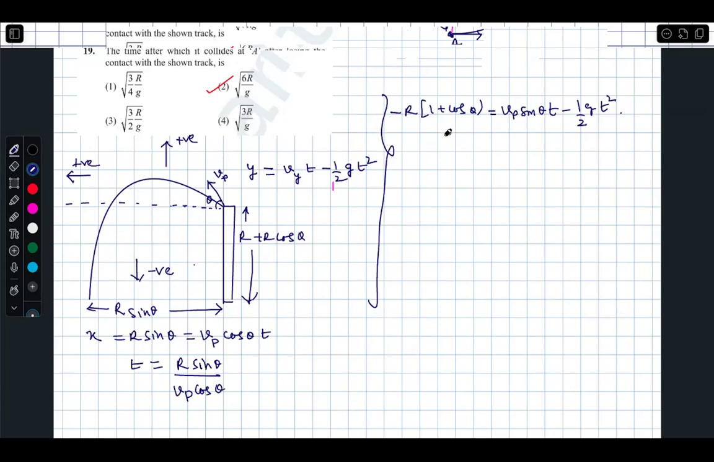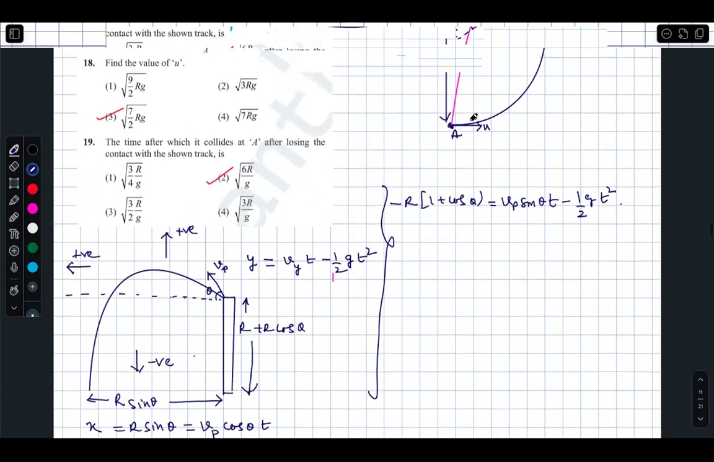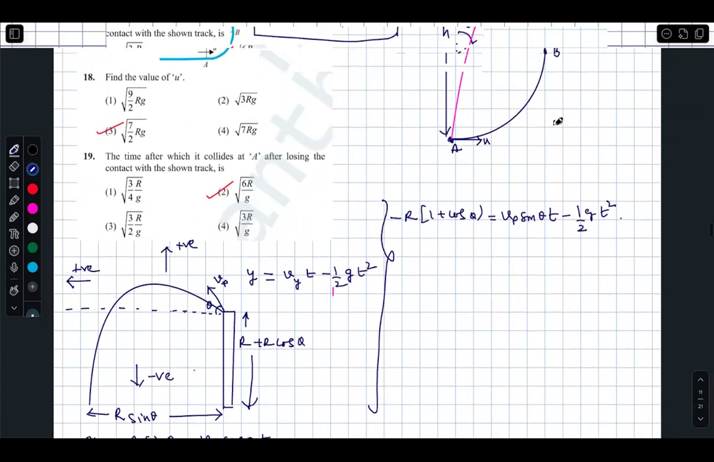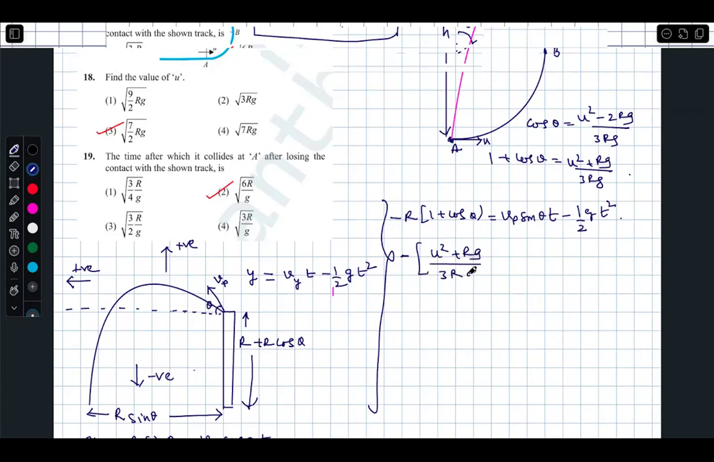Can you please tell me what is 1 plus cos theta? By the way, what is 1 plus cos theta? You know cos theta is u square minus 2rg by 3rg. What is 1 plus cos theta? U square plus rg by 3rg. Minus of u square plus rg by 3rg. The r also cancels, above 3g.